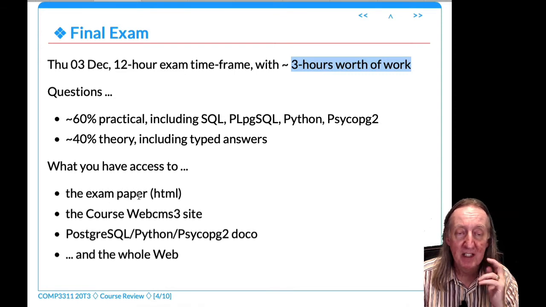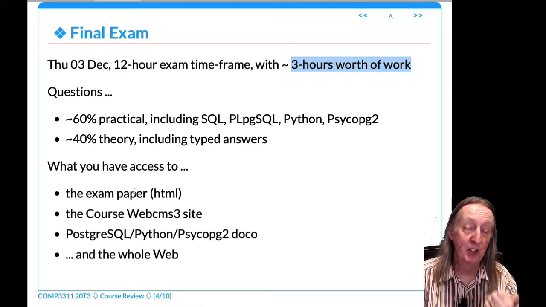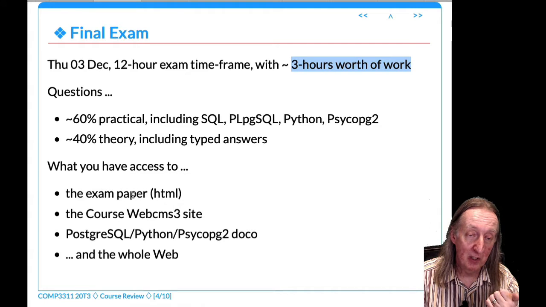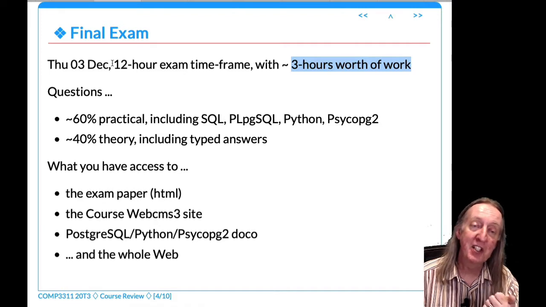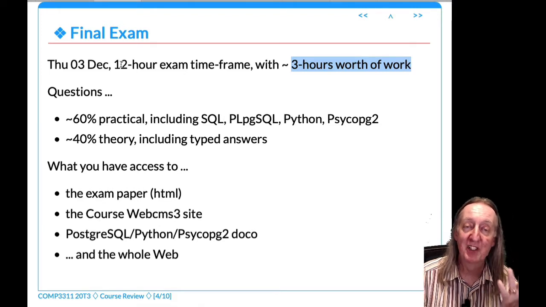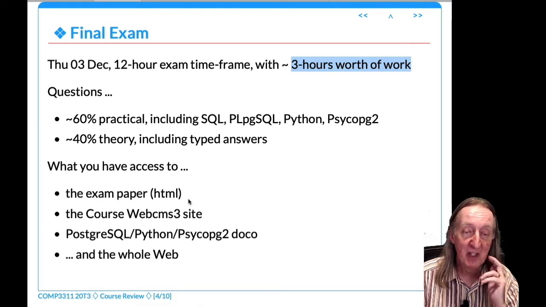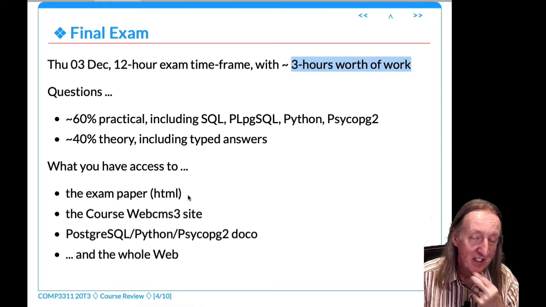So what do you get in the exam? You get the exam paper, duh, with all the questions, all 12 of them. Since there are 12 questions, you could spend 1 hour on each question, and that would take up your 12-hour time period. You probably won't need to.